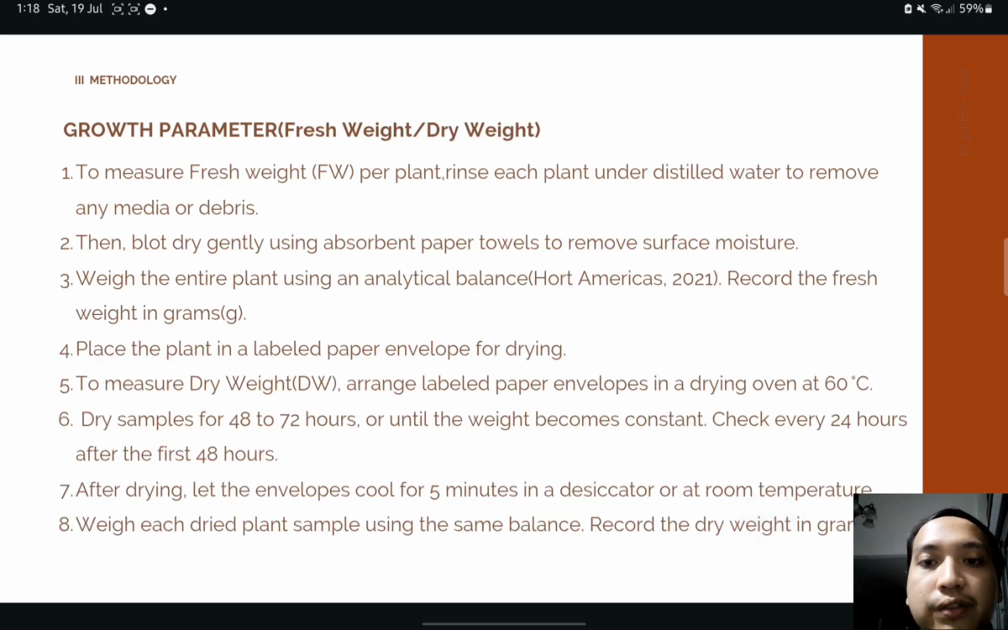Next, to measure fresh weight per plant, we rinse each plant under distilled water to remove any media or debris, then dry with absorbent paper towel to remove surplus moisture, and weigh the entire plant using an analytical balance and record the fresh weight in grams. Then to measure dry weight, we label paper envelopes and dry the samples in the drying oven at 60 degrees Celsius for 2 to 3 days until the weight becomes constant. After that, let the envelopes cool for 5 minutes at room temperature, and then weigh each dry plant sample using the same balance. Record the dry weight in grams.